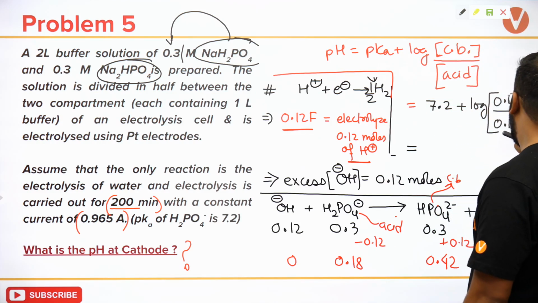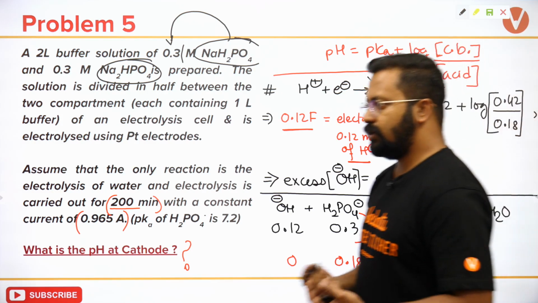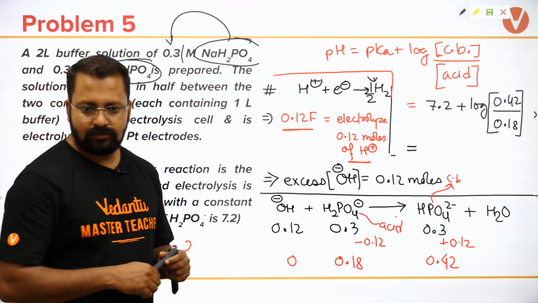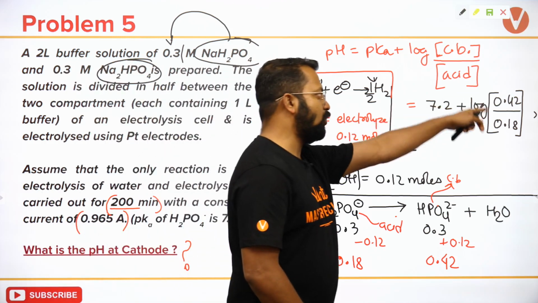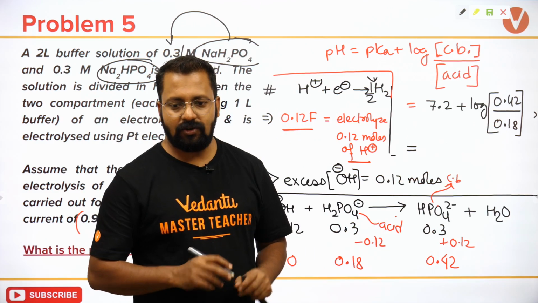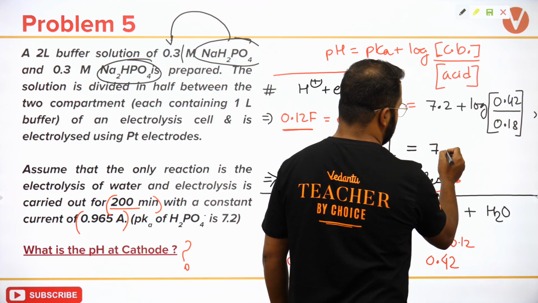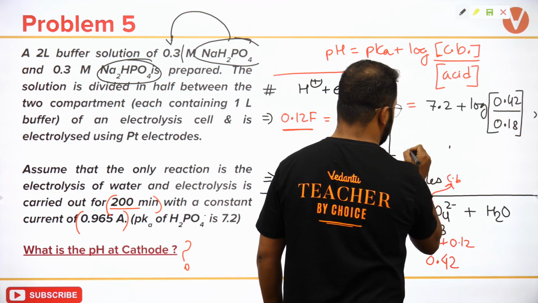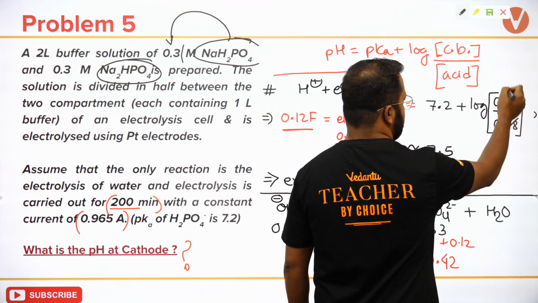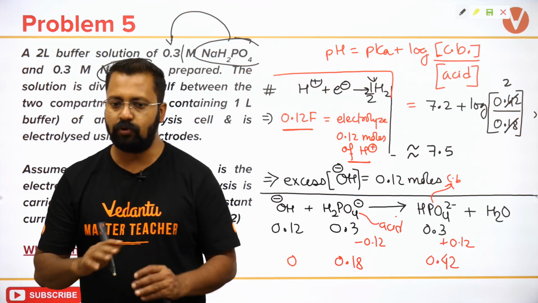So this should turn out to be 18 to 36, log 2 0.3 के आसपास होता है. So 0.42. Here 7.2 plus log of this value. What is this value equal to? It's not around 8. It will be 7.5 के आसपास आना चाहिए. Very close to 7.5. Because this ratio will be slightly more than 2. 18 to 36 होता है तो slightly more than 2 होगा.